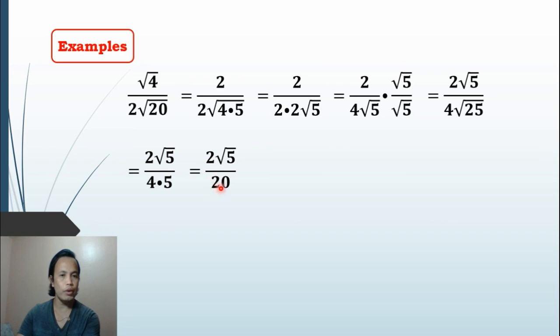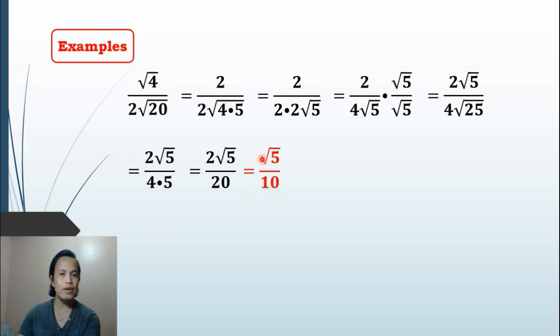We can simplify 2 over 20, but we cannot simplify the square root of 5 over 20 because 5 is in the radical. We can only simplify 2 over 20, which is we divide by 2 over 2. That will give us 1 times the square root of 5 over 10 because 2 divided by 2 is 1, and 20 divided by 2 is 10. So our final answer is square root of 5 over 10.